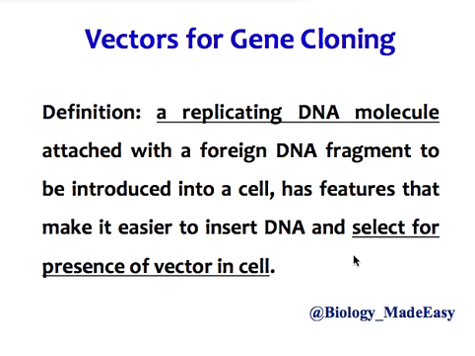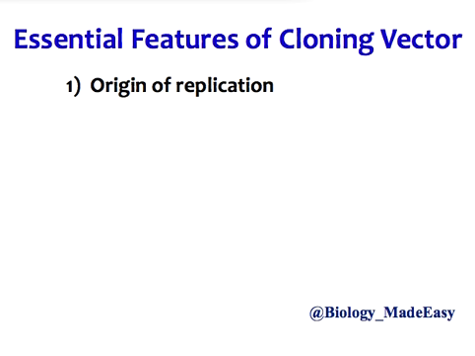And select for presence of vector in the cell. So this is very much important. That means you must have an option in the vector so that you can select between recombinant and non-recombinant host or bacteria. Next we'll talk about the essential features of a cloning vector.